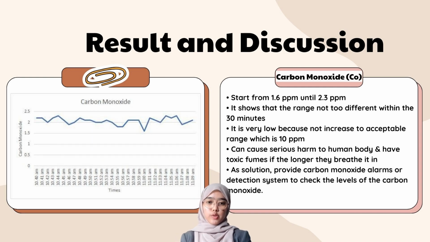Lastly, is the result of carbon monoxide. So we can see from the graph that it starts from 1.6 ppm until 2.3 ppm. That shows the range is not too different within the 30 minutes. So it is very low because it has not increased to the acceptable range, which is 10 ppm. In this range, it can cause serious harm to the human body and toxic fumes if they breathe it in longer. So as a solution, we can provide carbon monoxide alarms or a detection system to check the levels of carbon monoxide.